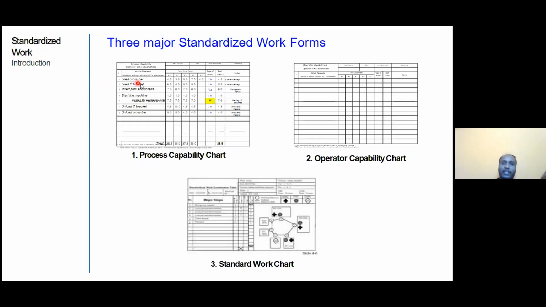So there are three major standardized work forms. One is the process capability chart, the operator capability chart, and the standard work chart. These are all three part of the process flow. The process capability chart will help us to capture the cycle time, the operator capability chart will capture their skill levels, and the standard work chart covers the process flow.